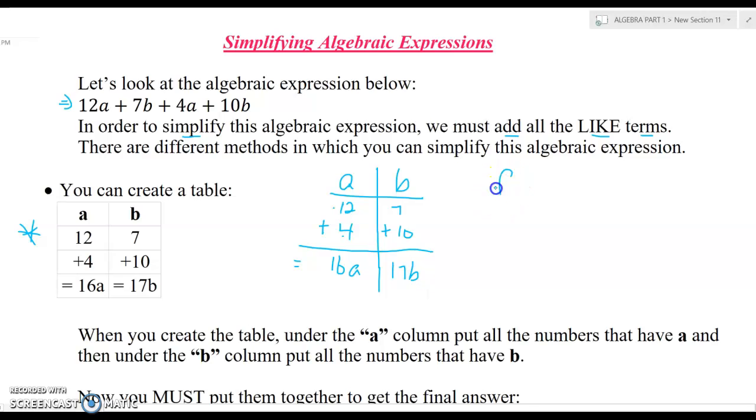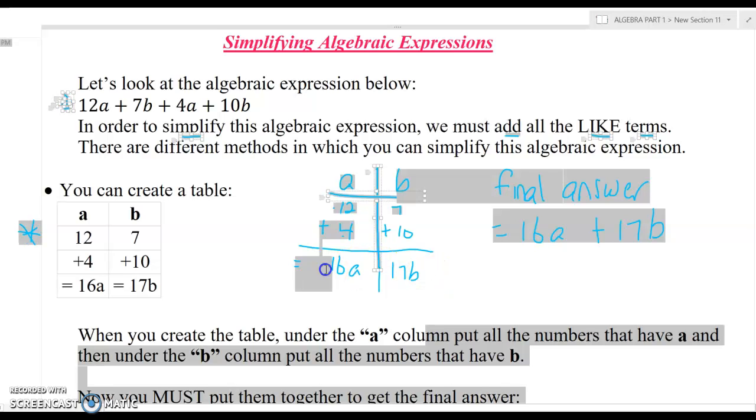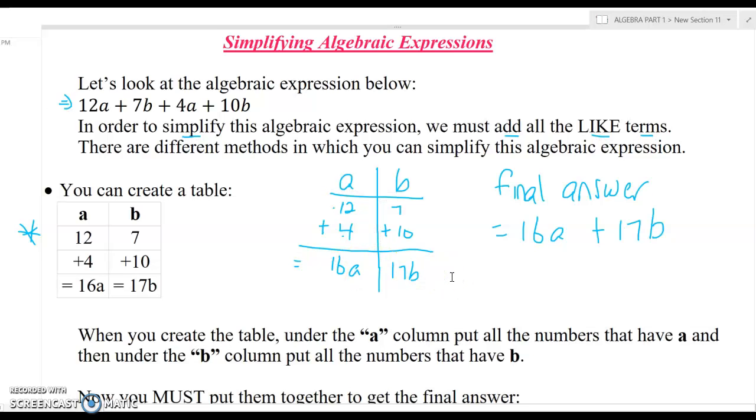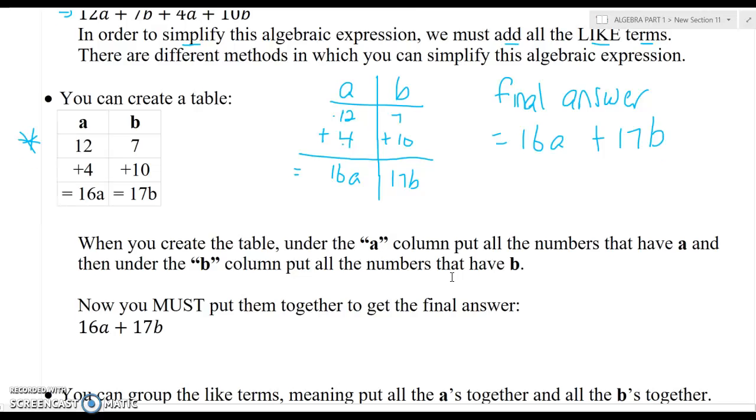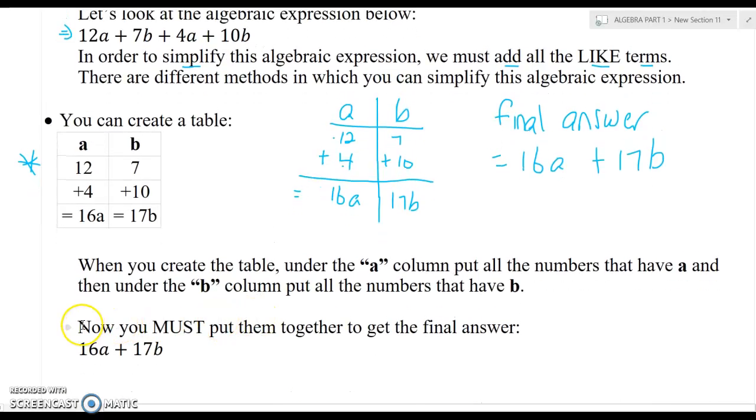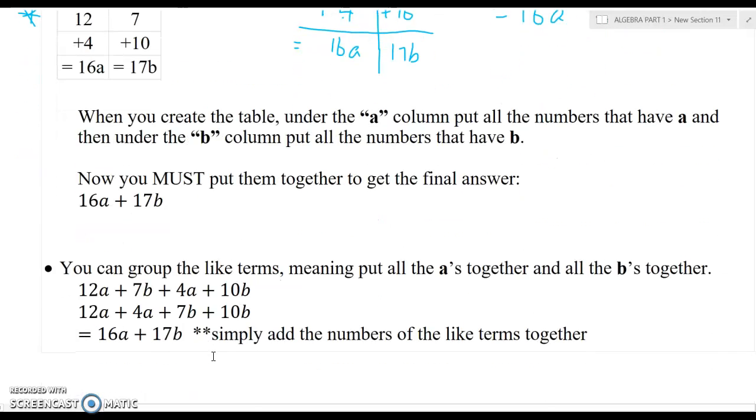Now for my final answer, you must put the two things together. So my final answer is 16A plus 17B. Right? So you can't just leave it like this in that table form. You must put it together to get that final answer, 16A plus 17B.